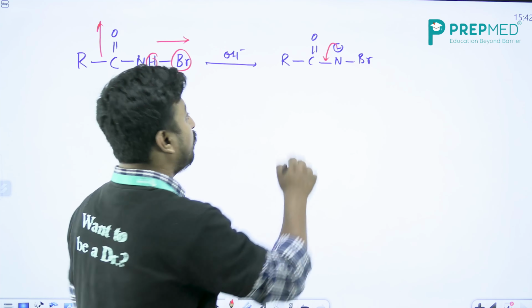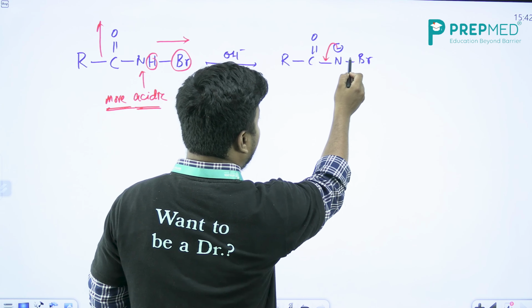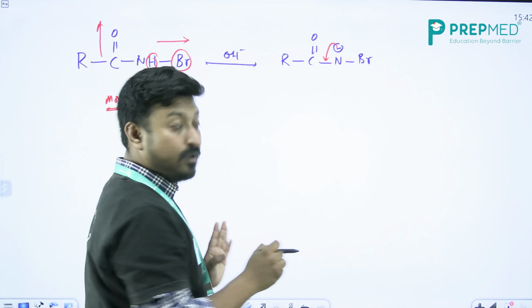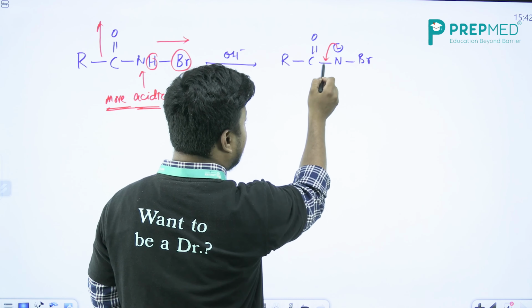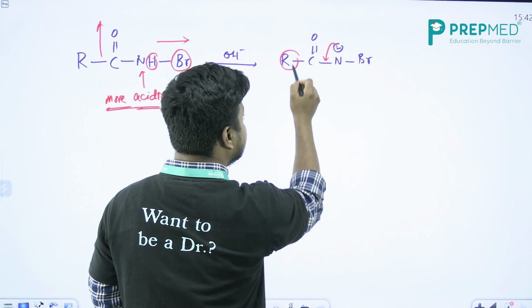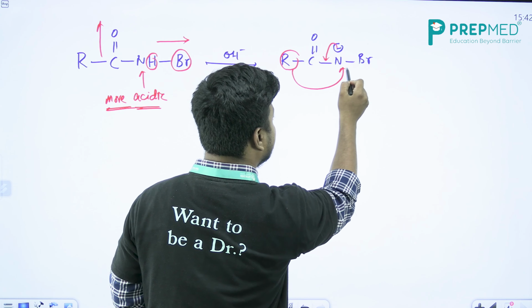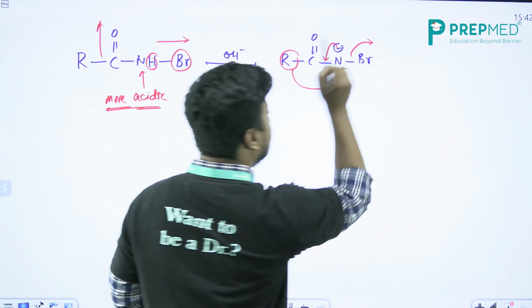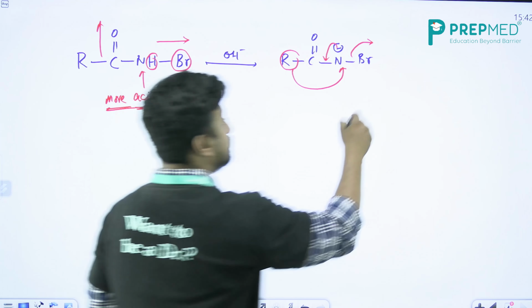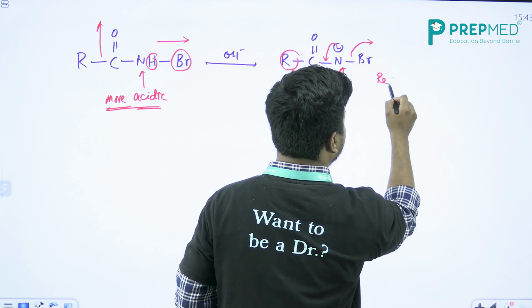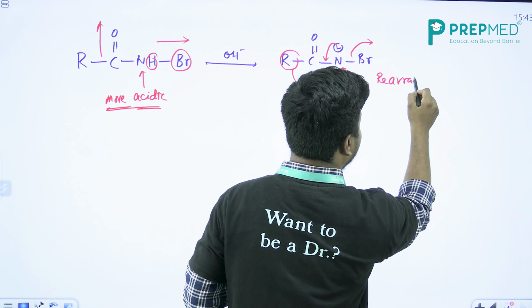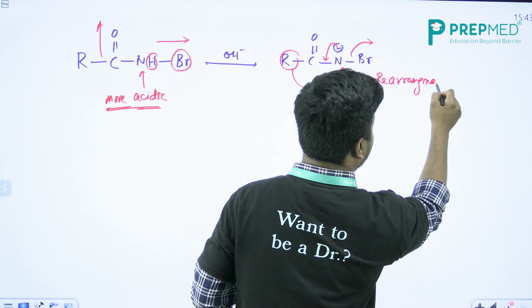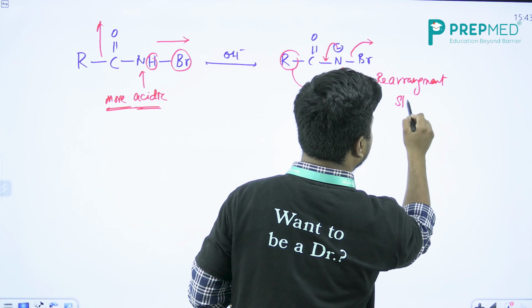Okay. But what will happen again? The bromine is a very good leaving group. So, what happens once this comes back to form the bond pair? This R group attacks this nitrogen and this bromine will leave. This is known as the rearrangement step.